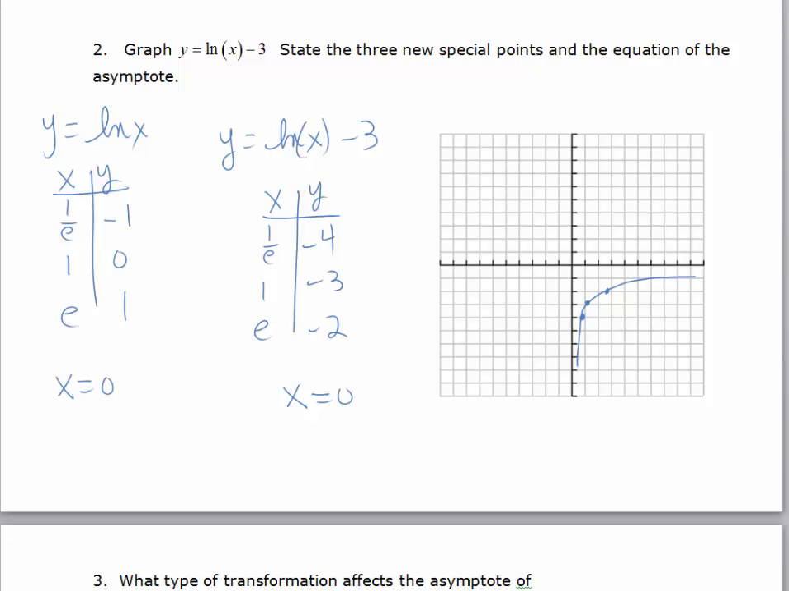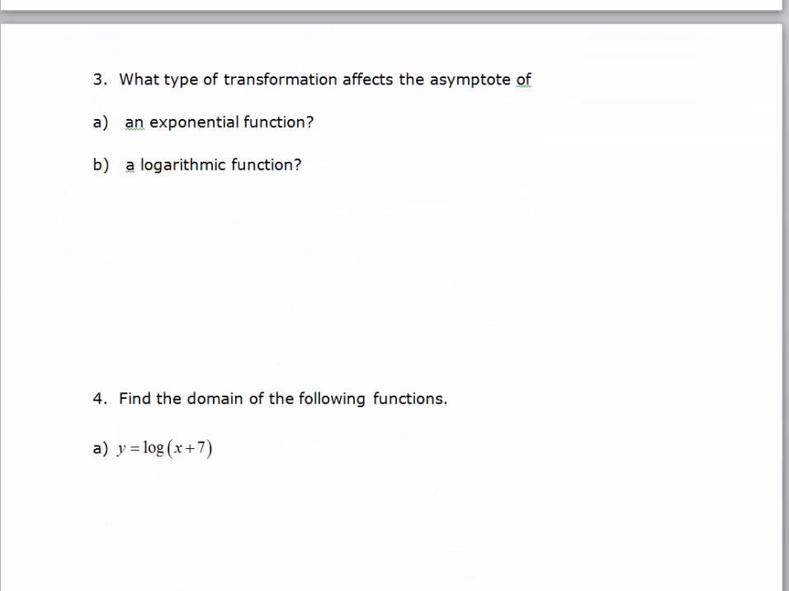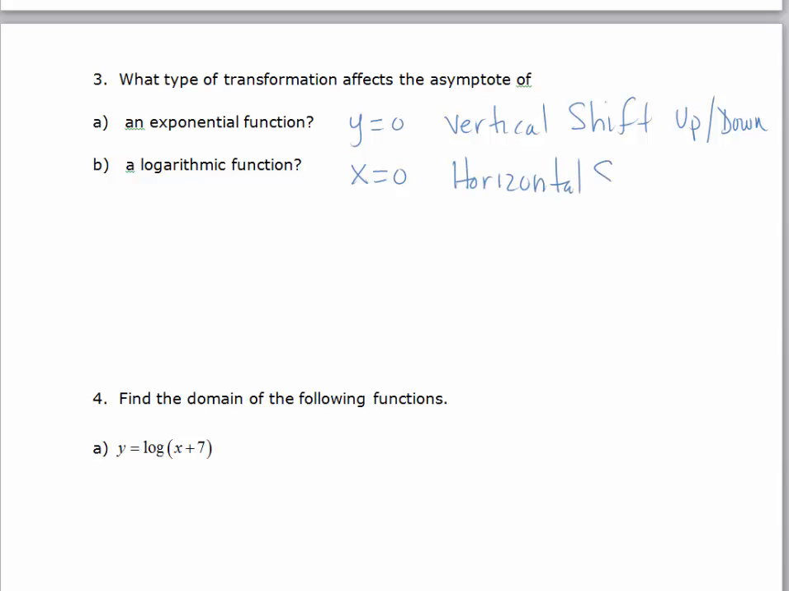Okay, let's check the next few questions. What type of transformation affects the asymptote of an exponential function? Well, since an exponential function has a horizontal asymptote, then a vertical shift will affect that. A vertical shift of either up or down will affect a horizontal asymptote. And for a logarithmic function, since the asymptote is vertical, then a horizontal shift will affect that, either left or right.